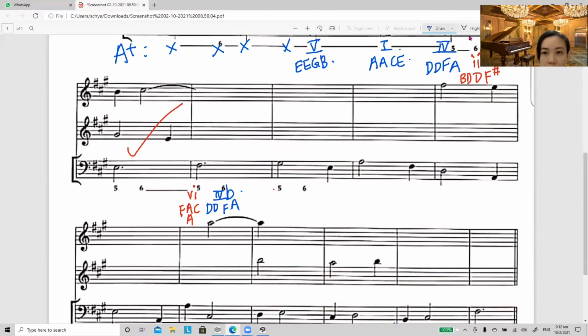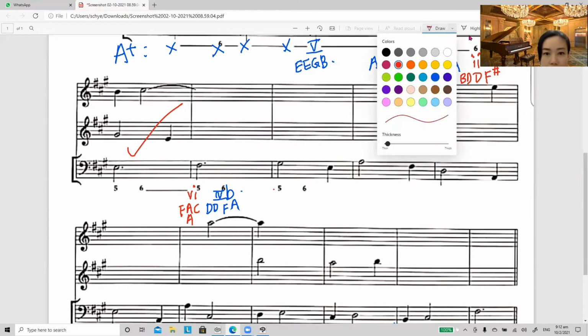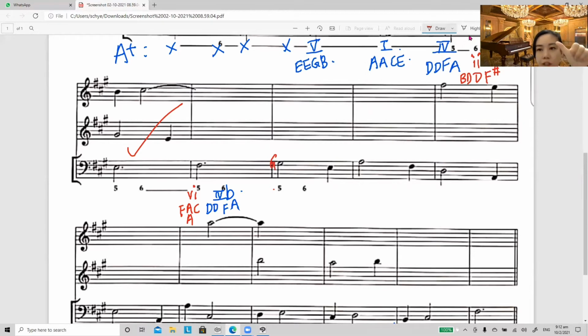G. The bass note here is a G. G count 5 steps. G, A, B, C, D. So this is a G, B, D chord. So this is a chord 7. Root position, so we double the root note.